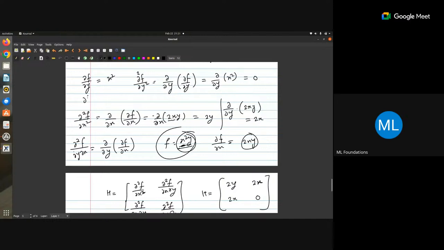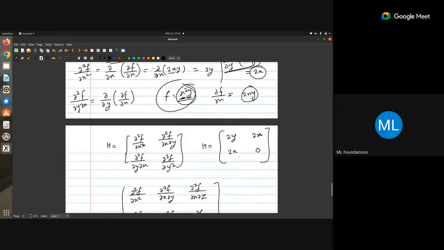But what about del 2f upon del x del y? So del by del x of del f by del y, which is what? Del by del x of 2x square, right? Which is what? 2x. So you see, if I do it this way, it's coming 2x, and if I do it this way, also 2x. That's why these two values are the same.